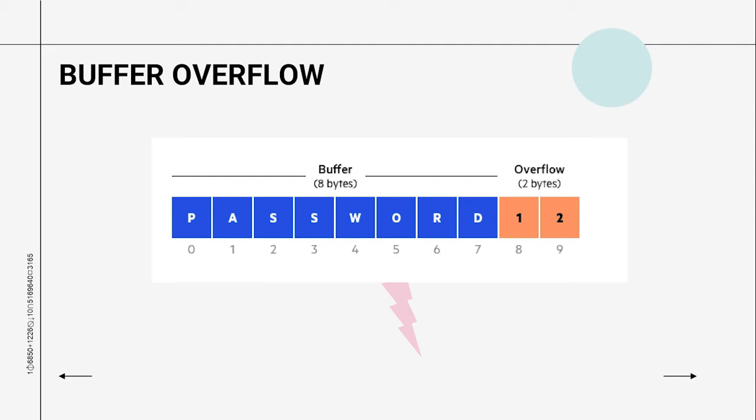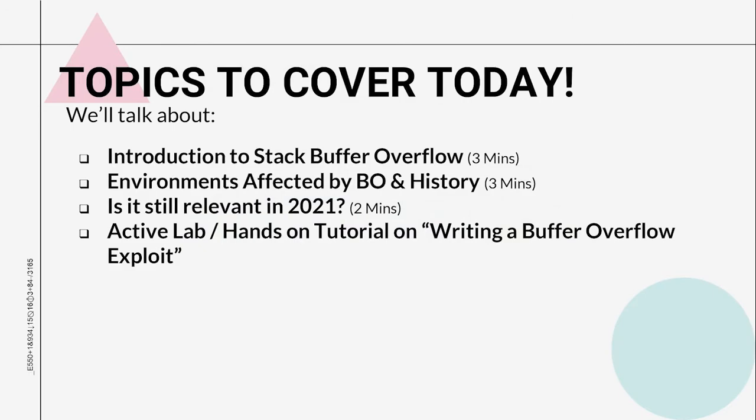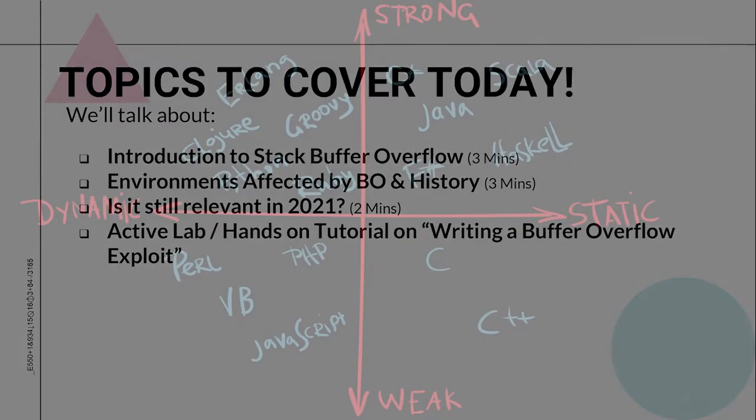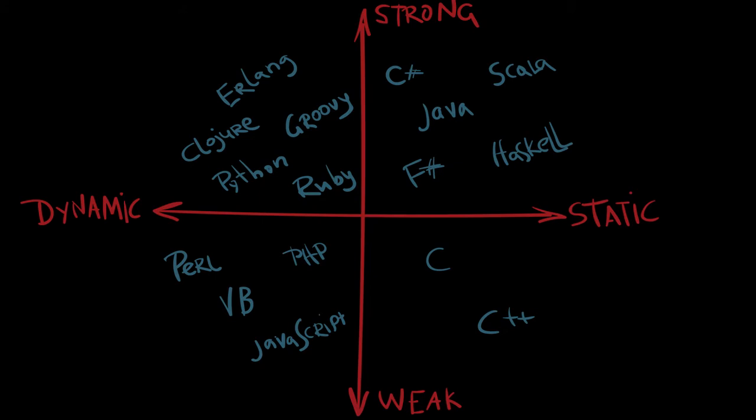Now, moving on to topic number 2, environments affected by buffer overflow and the history. A quick research tells you that assembly, C language, and C++ are the most vulnerable languages so far, whereas languages that are strongly typed and do not allow direct memory access, such as COBOL, Java, Python, Ruby, etc., prevent buffer overflow in most cases.